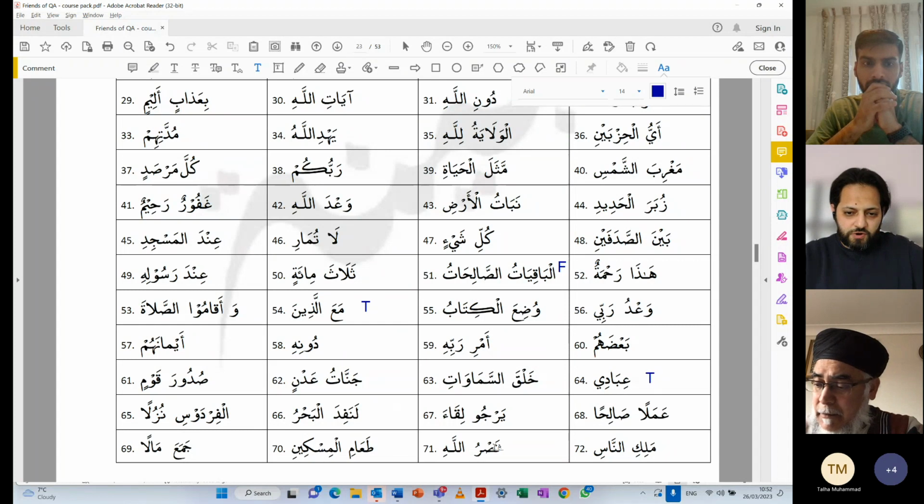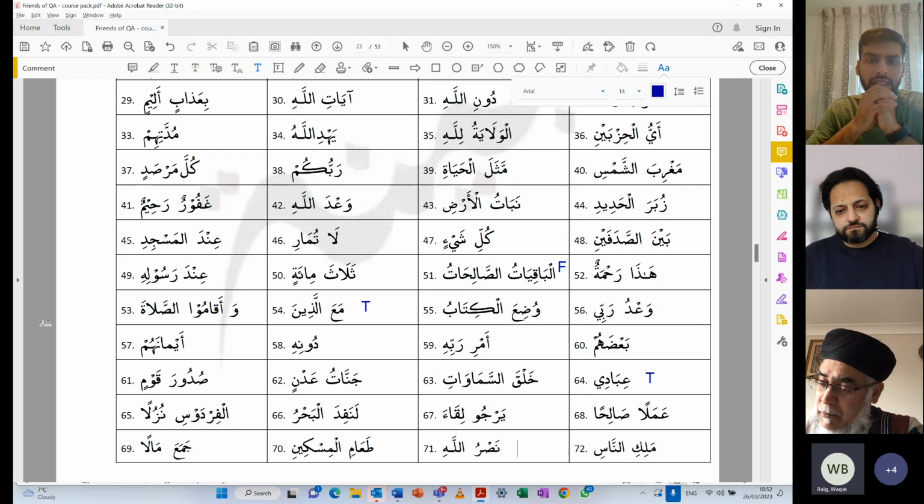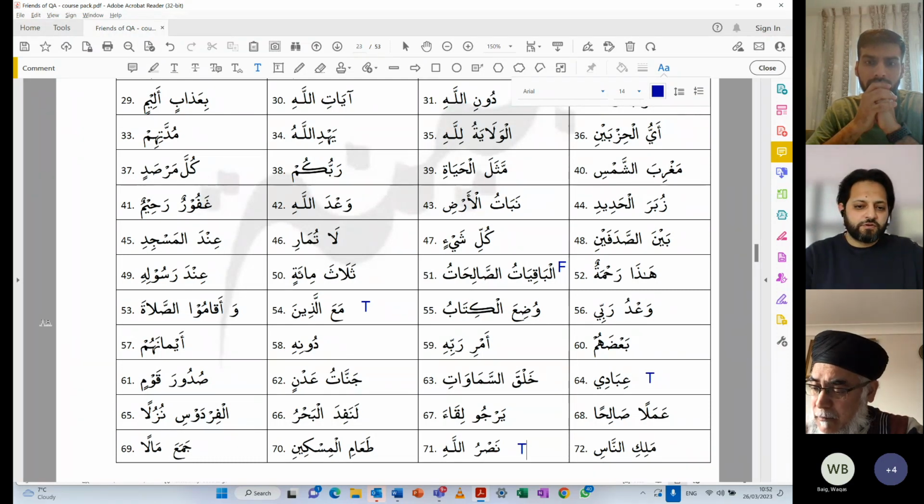Okay, so what about number 71? Nasrullah, yes, idafa, yes. True. Correct. If Nasr means help, what does this fragment mean? Help of Allah. Help of Allah. Very good.